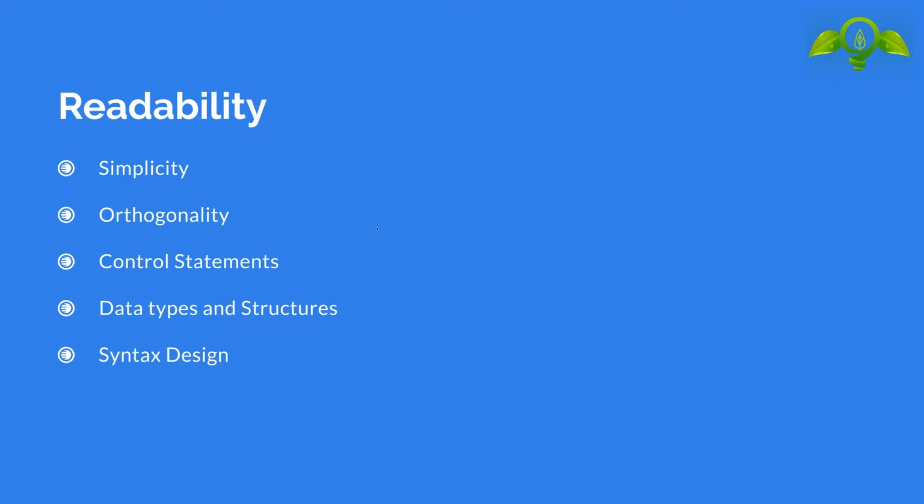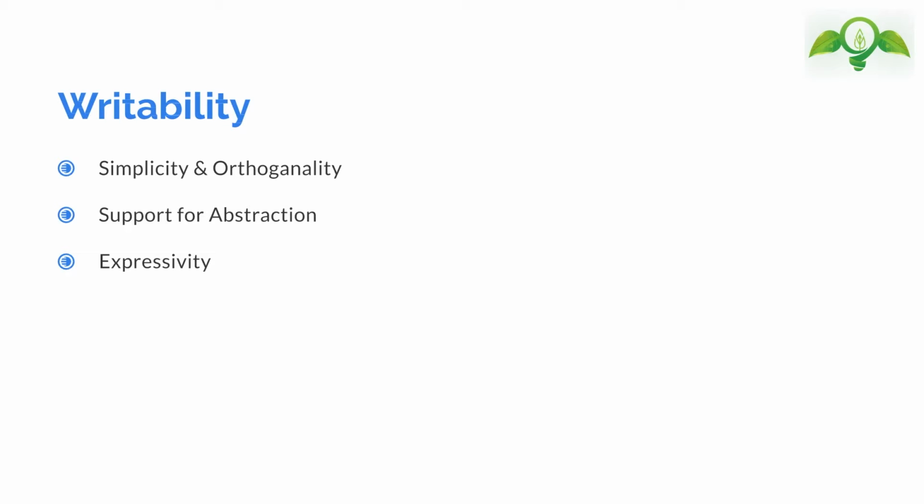And the fifth one is syntax design. Three types of syntax affect readability. First one is identifier forms, second is special words, and third one is forms and meaning. Moving on to the next one, writability. We have three criteria under writability.